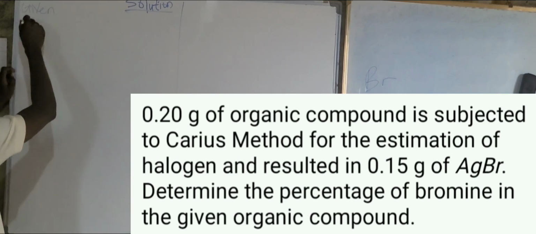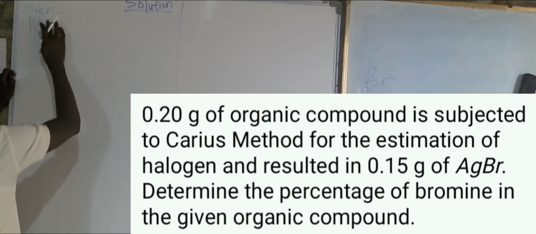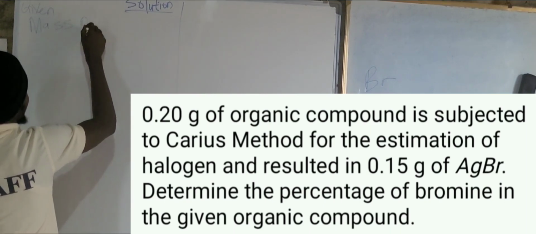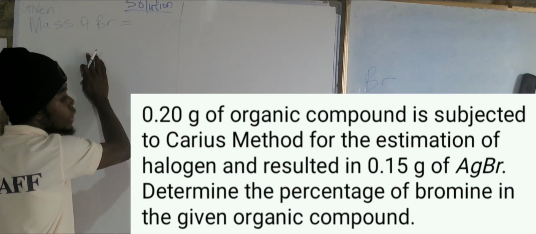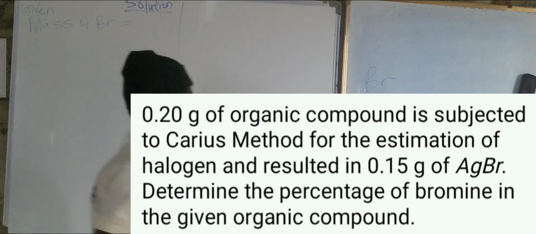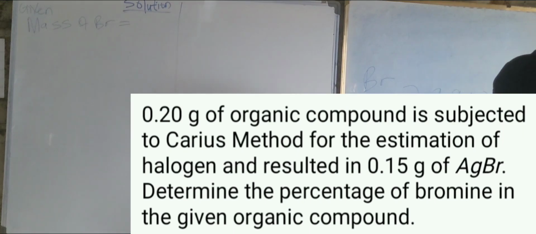Given here, mass of bromine. What do you have for that? Is that the mass or the atomic mass? The atomic mass for bromine is 79.904. That is the atomic mass. But when we round this off, we are going to have 80. Are we okay here?